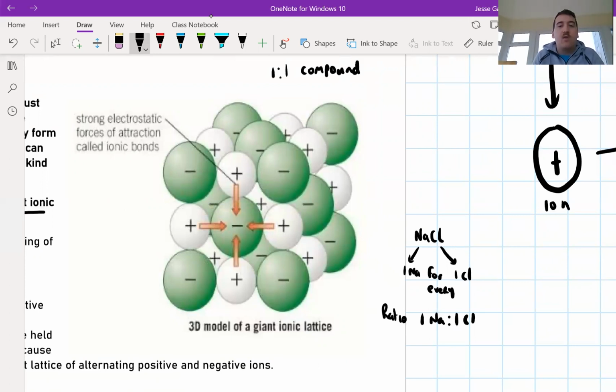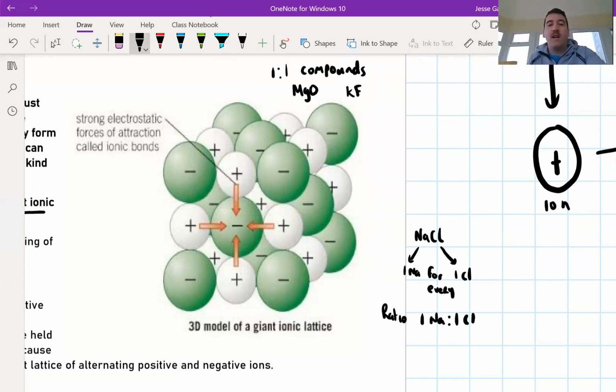So one-to-one ionic compounds, their lattices will look like this. Magnesium oxide, so one magnesium for every one oxygen, would look like this as well: positive magnesium and negative oxygens. Another one we would have learned about is potassium fluoride, one potassium for every one fluorine.